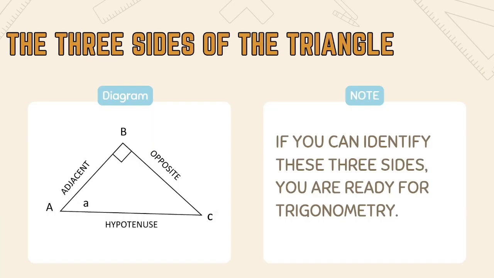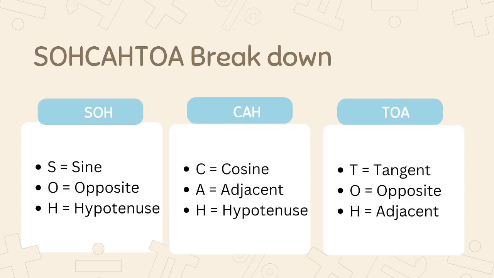In our previous lesson, we concluded with identifying the three sides of a right angle triangle: the adjacent, the opposite, and the hypotenuse. If you are able to identify these three sides, you are ready for trigonometry. So today we'll be looking at the breakdown of SOHCAHTOA.